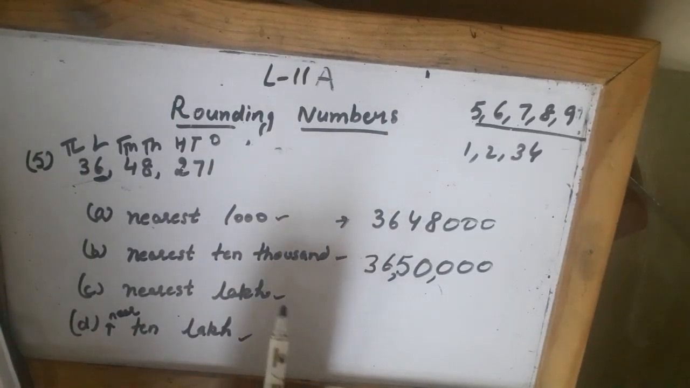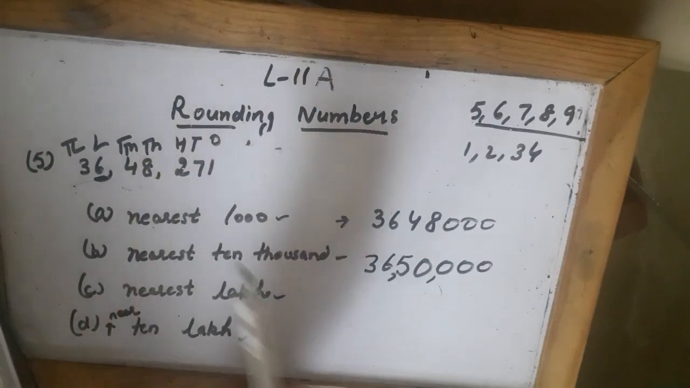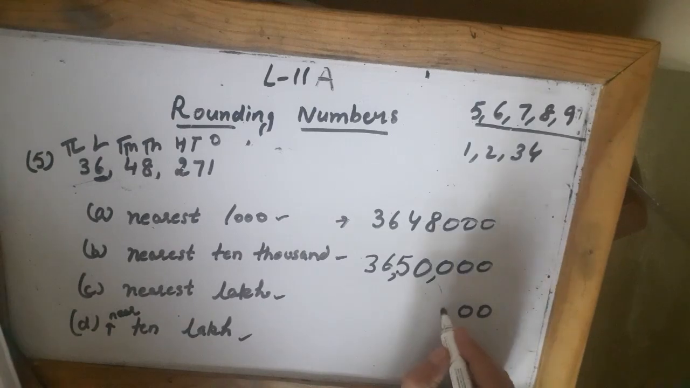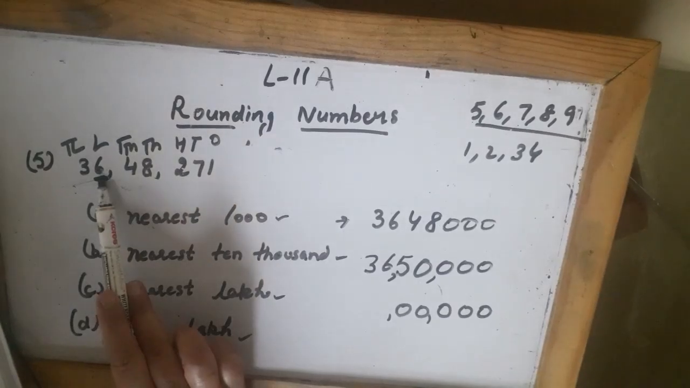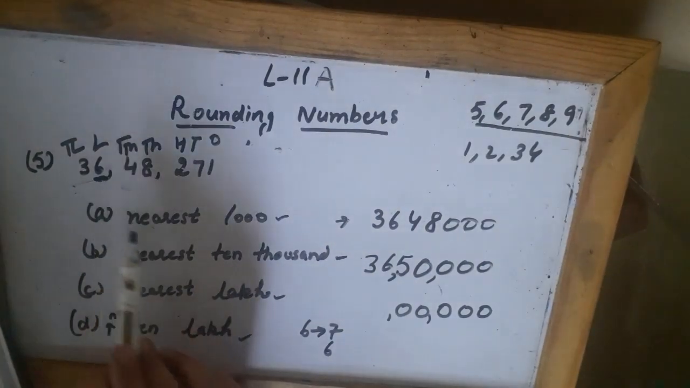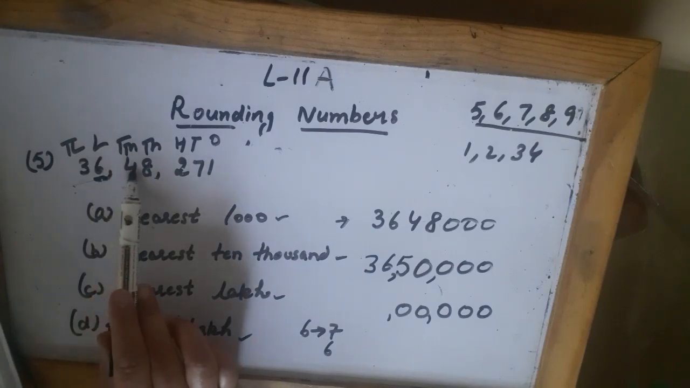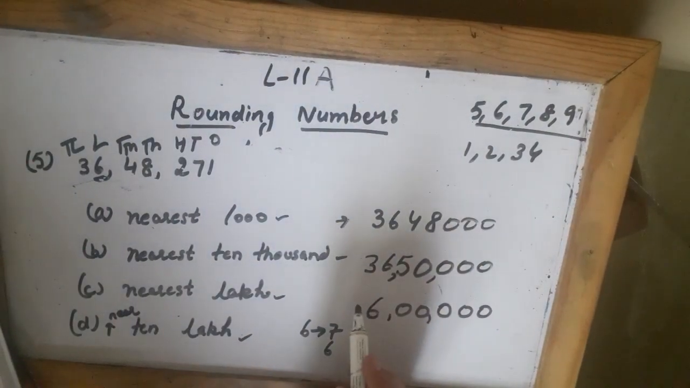6 is there at the lakhs place. So all the digits till the 10,000s place, 1s, 10s, 100s, 1,000s, 10,000s, all will become 0. Now 6, either it will become 7, change to the next digit, or 6 will remain 6 only. How I will decide? I will look to the right of 6. Bilkul uske saath wala number is 4, which is less than 5. It means 6 will remain 6 only. Or uske left wala digit will remain the same.